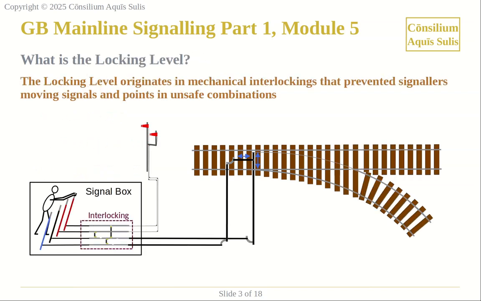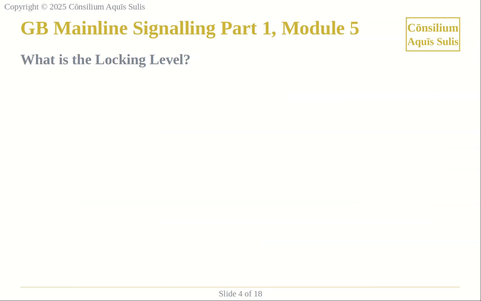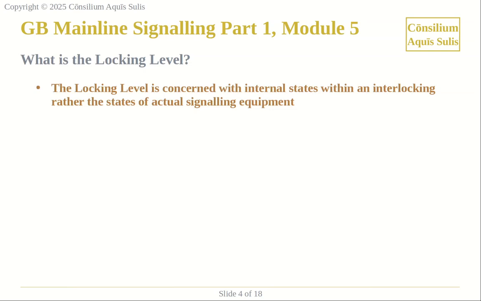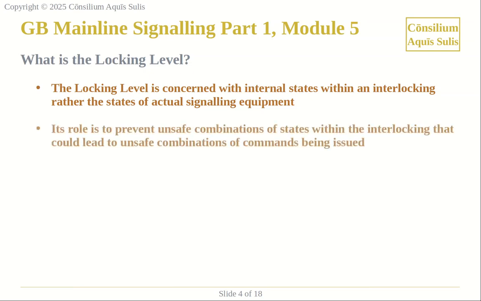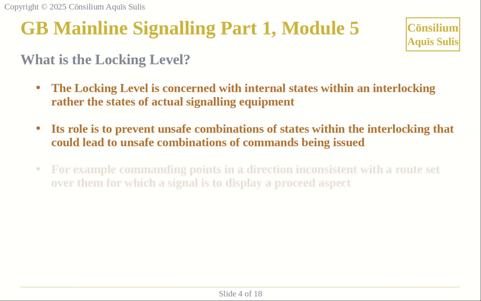Well, the locking level has its origins in the steam age with mechanical interlockings that prevented signallers moving levers to control signals and points in unsafe combinations. Now, as in the steam age, the locking level is concerned with internal states within an interlocking, be they lever positions, relays in electromechanical interlockings, or logical states within a computer-based interlocking. Its role is to prevent unsafe combinations of states within the interlocking that then lead to unsafe combinations of commands being issued to signals and points.